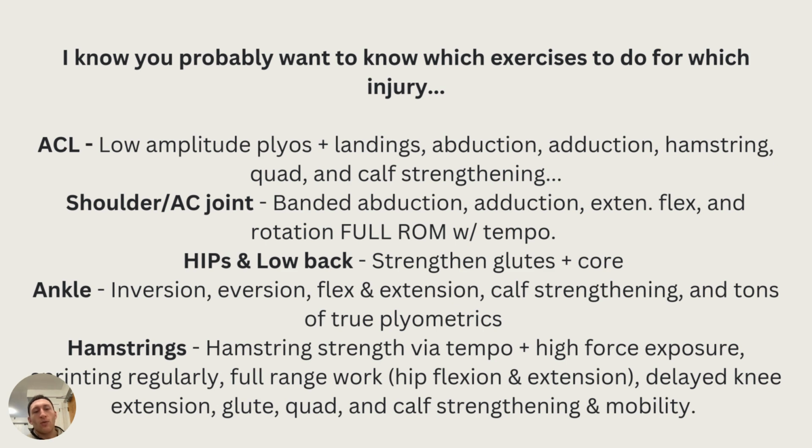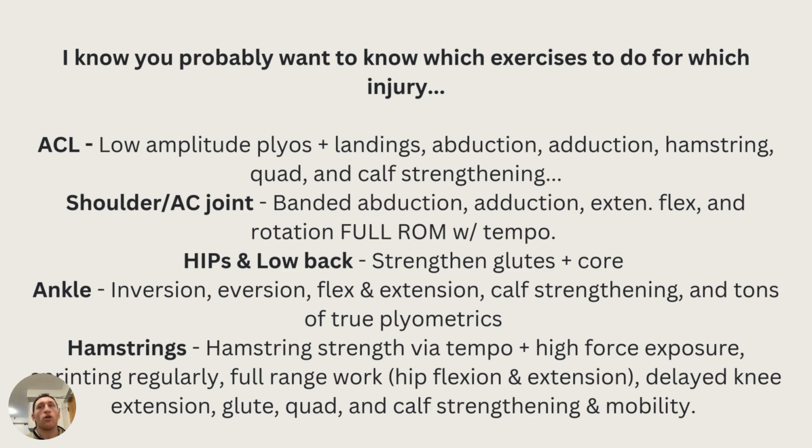And I know you probably want to know which exercises to do for which injury. I'm not going to give particular exercises, but in general, for your ACL, you want to do low amplitude plyos and landings. Want to work on abduction and adduction, the hip and the ankle and the knee. Hamstring, quad, and calf strengthening is always going to be good. All right. Shoulder and AC joint: banded abduction, adduction, extension, flexion, and rotation. We need full range of motion with slow tempo.